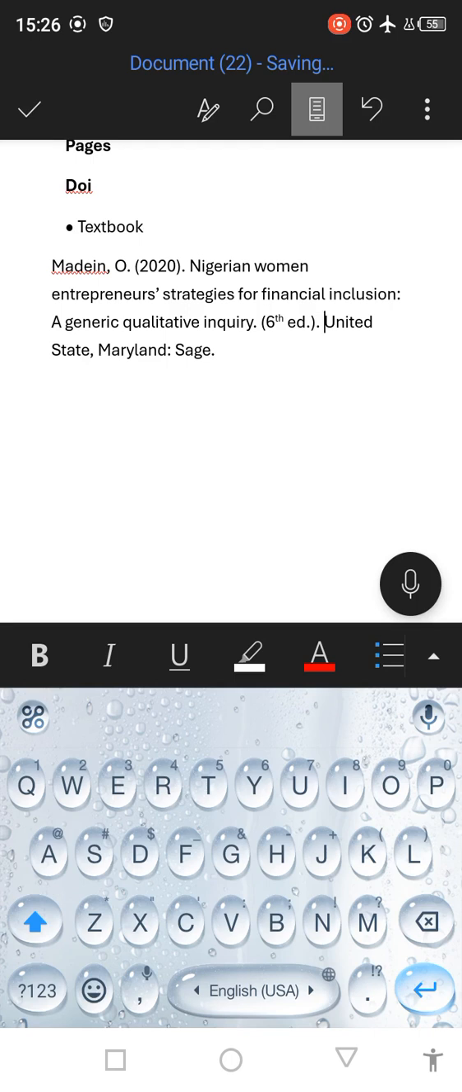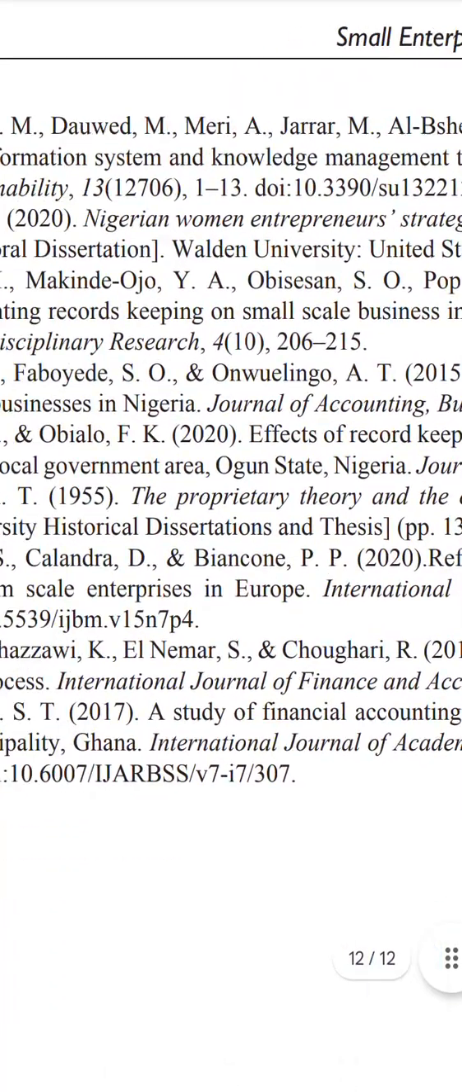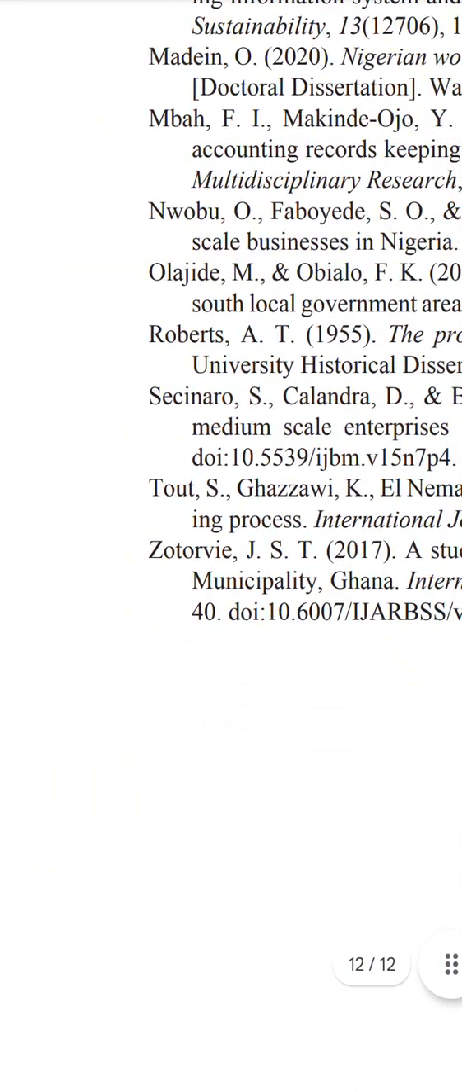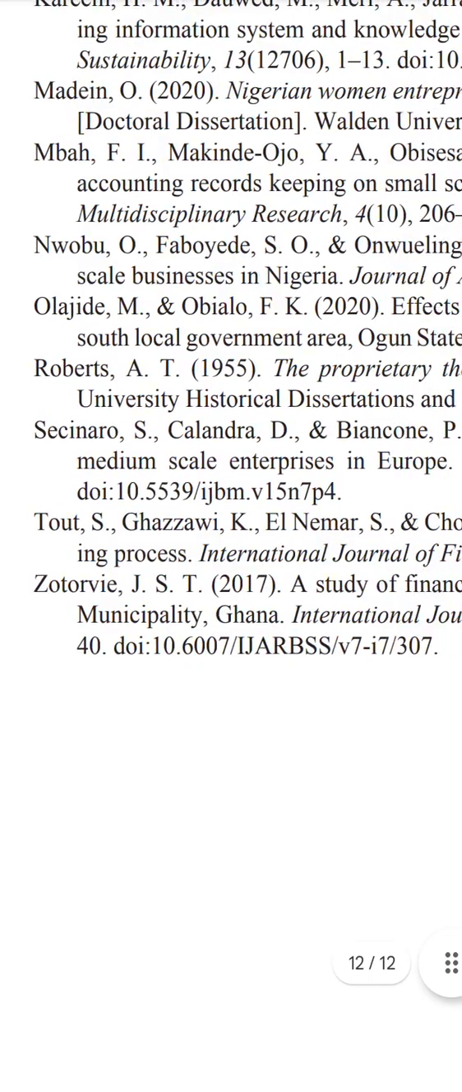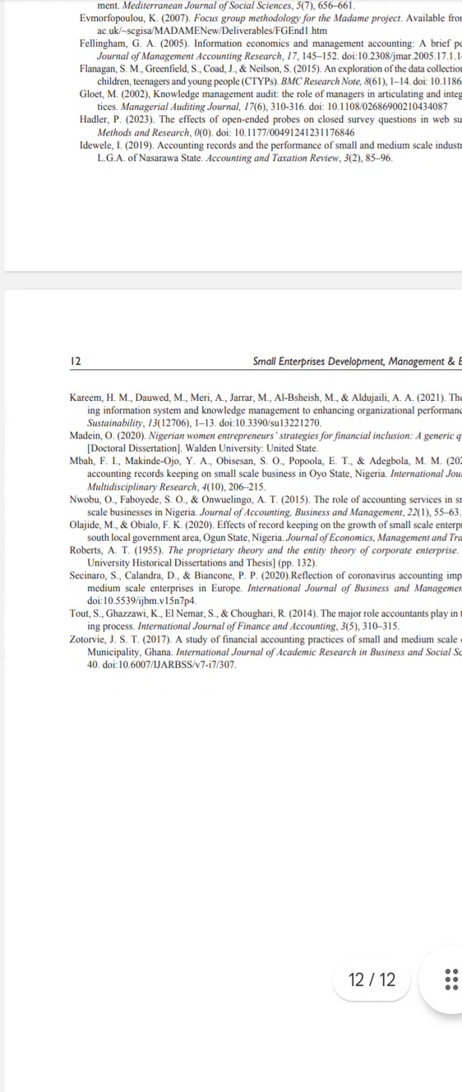Then United States, Maryland, Sage being the publisher. All right, so that's the difference. Now let's go back to our journal article. Let's see if we have more examples in that particular place. Now I think I saw more than one.